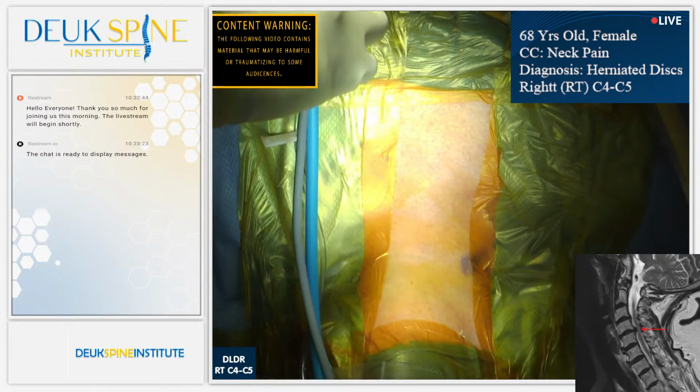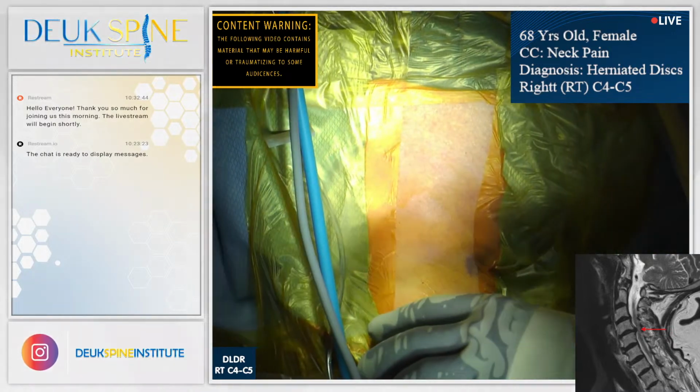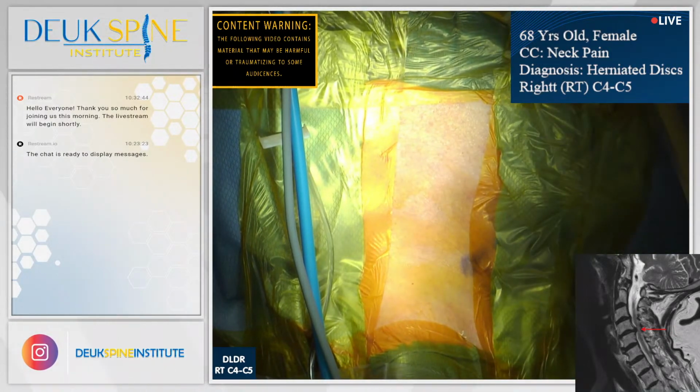She does not want fusion. She does not want metal or plastic put in her body. She wants a natural, safe, and effective repair of the disc. And that's what the Duke laser disc repair is.